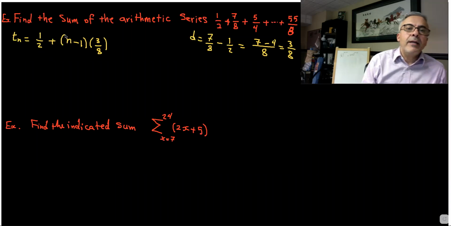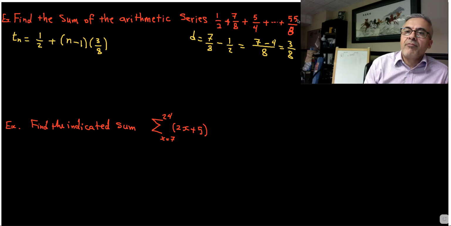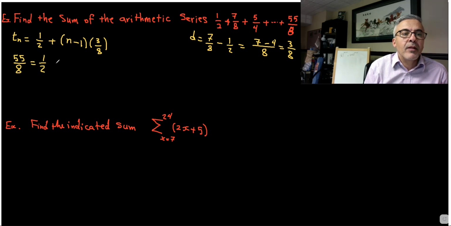So now we plug in 55 over 8 in the Tn. So 55 over 8 equals half plus 3 over 8 n minus 3 over 8. I'm just distributing this into here and into there.